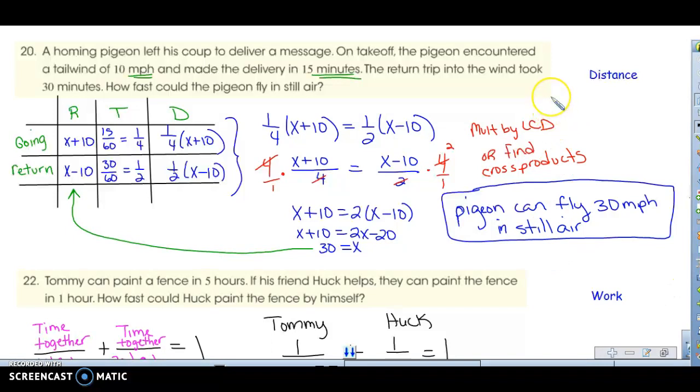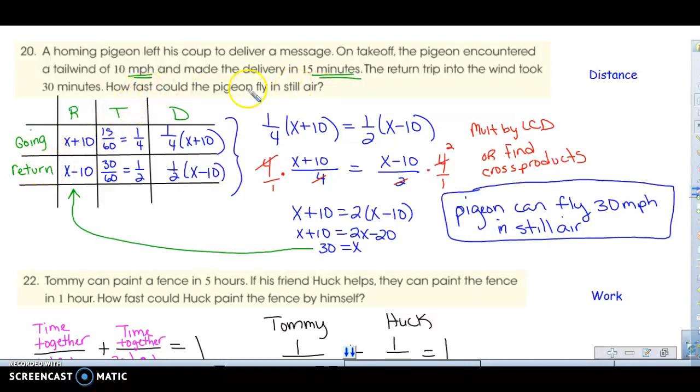This next example is a distance problem. The formula for distance is rate times time equals distance. The rate here would be the speed. Reading the problem, you will usually recognize that there are either two modes of transportation, or sometimes it's just going and returning on a trip. In this example, it's going and returning.